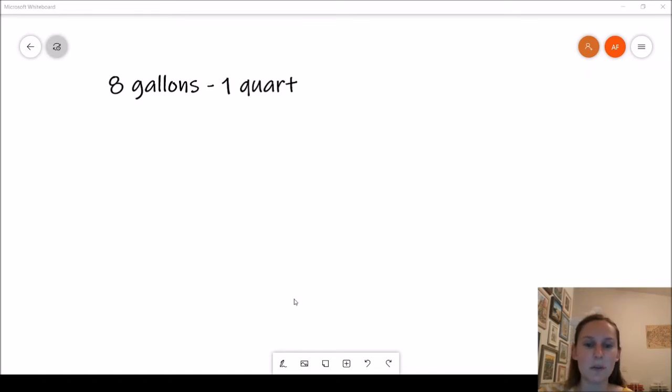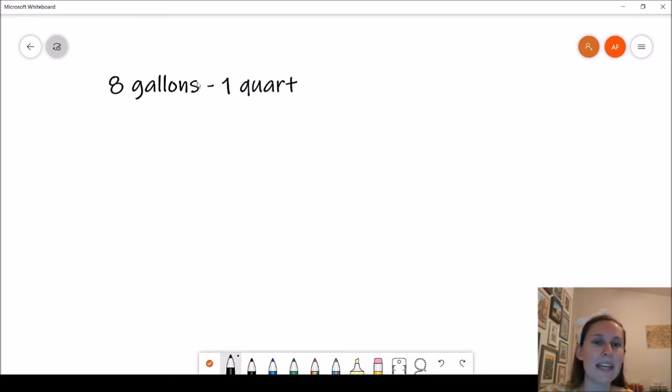In some cases, to subtract those similar units, I might need to unbundle using a number bond. I have 8 gallons minus 1 quart. So right now I don't have any quarts that I can take this 1 quart away from. How can I get some quarts to take this 1 quart away? I know that a gallon is 4 quarts, so I can unbundle one of these gallons for 4 quarts. I can decompose my 8 gallons as 7 gallons and 1 gallon, and then the 1 gallon I can unbundle for 4 quarts. So instead of saying I have 8 gallons, I could say I have 7 gallons, 4 quarts, because that 1 gallon is worth 4 quarts.